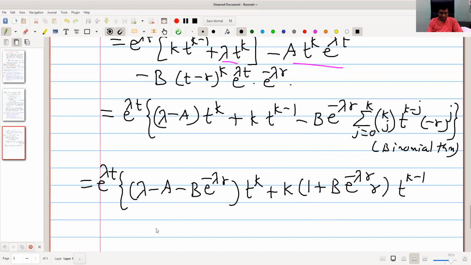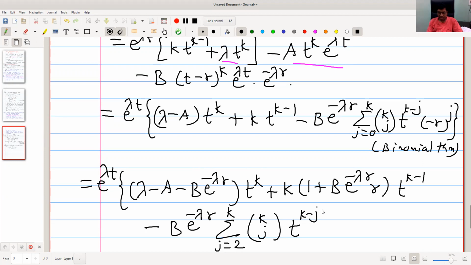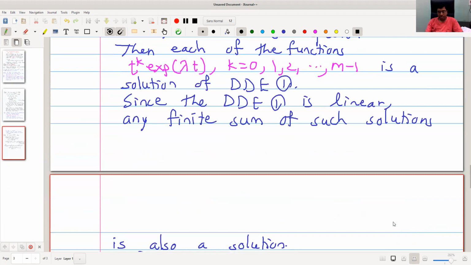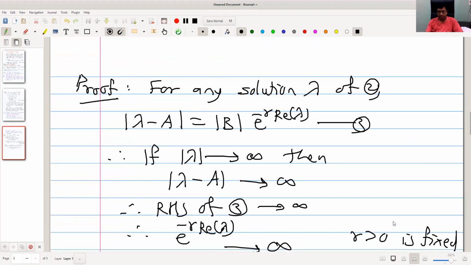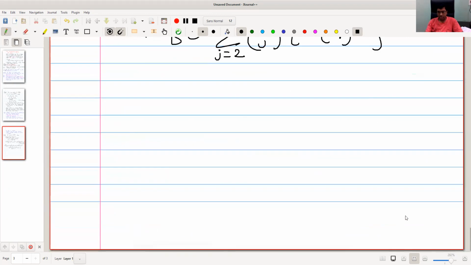So minus b e raised to minus lambda r, summation j now start from 2 to k, k choose j, t raised to k minus j into minus r raised to j. So we give some number to this, say number 4. We call this as 4.